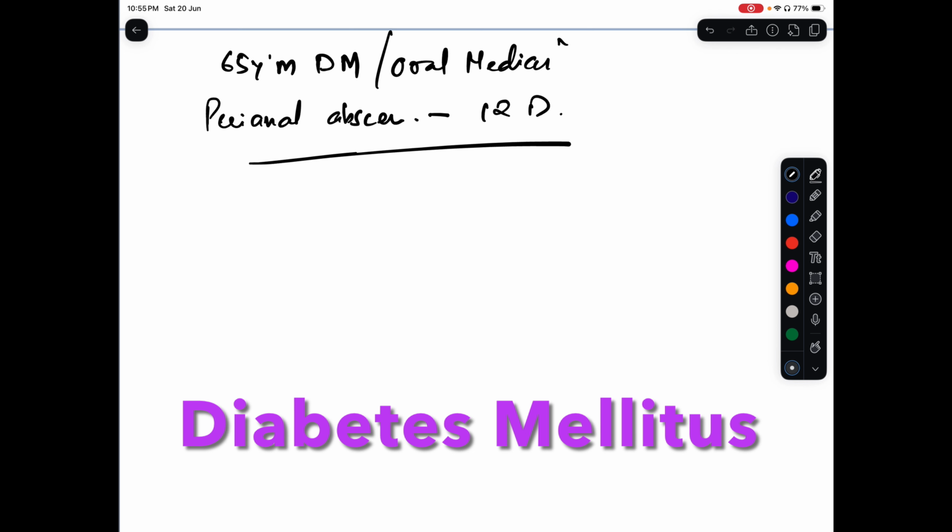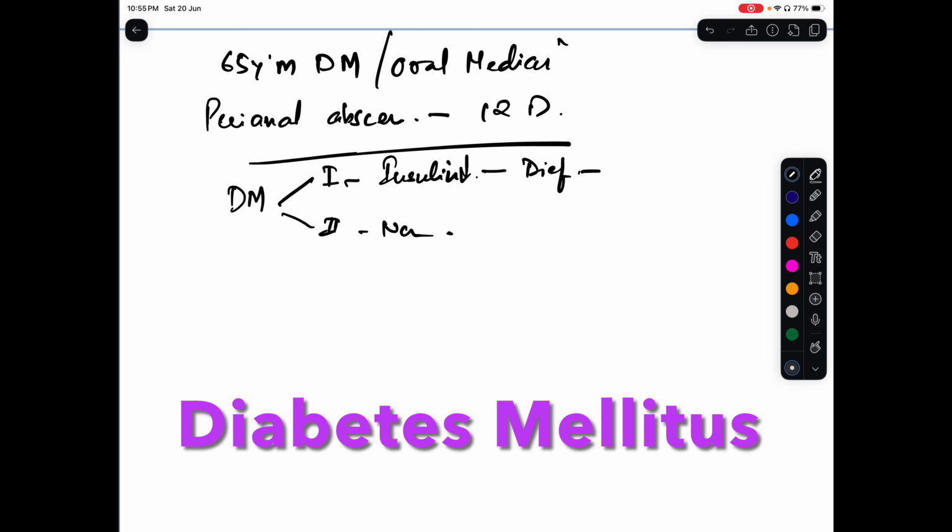So what are the different types of DM? It can be type 1 or 2. One is insulin dependent, the other is non-insulin dependent. Here there is deficiency of insulin. Insulin cannot be secreted, the cells are damaged, so here you have to give injections of insulin. And in type 2 the peripheral cells have resistance. So even if you give insulin, insulin can be normal, but it doesn't act. So here he needs oral antihyperglycemic drugs.